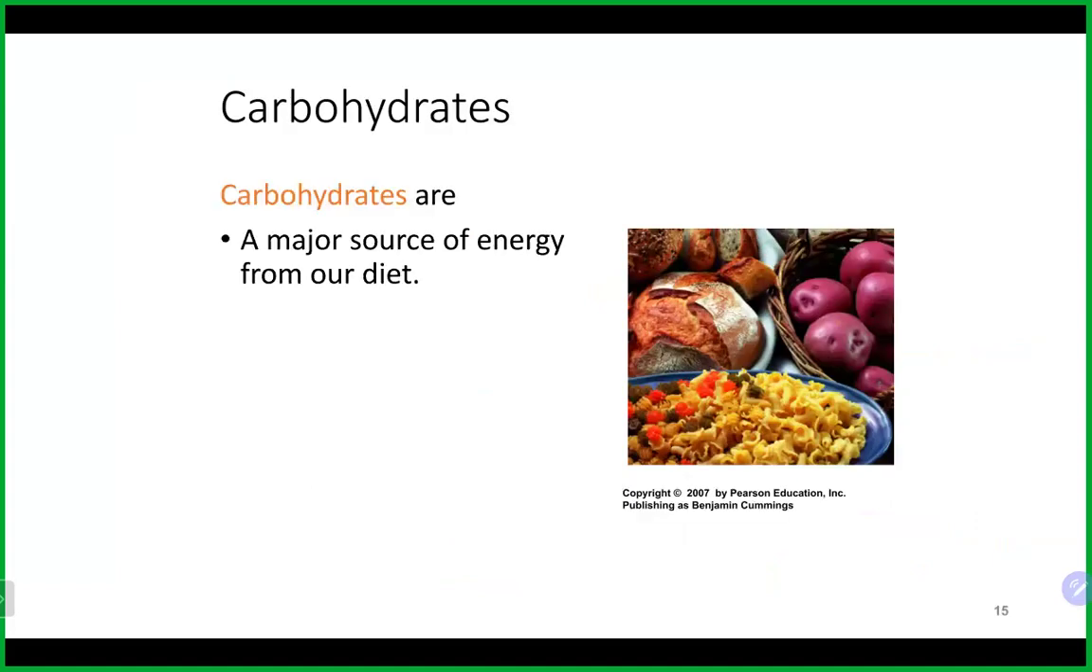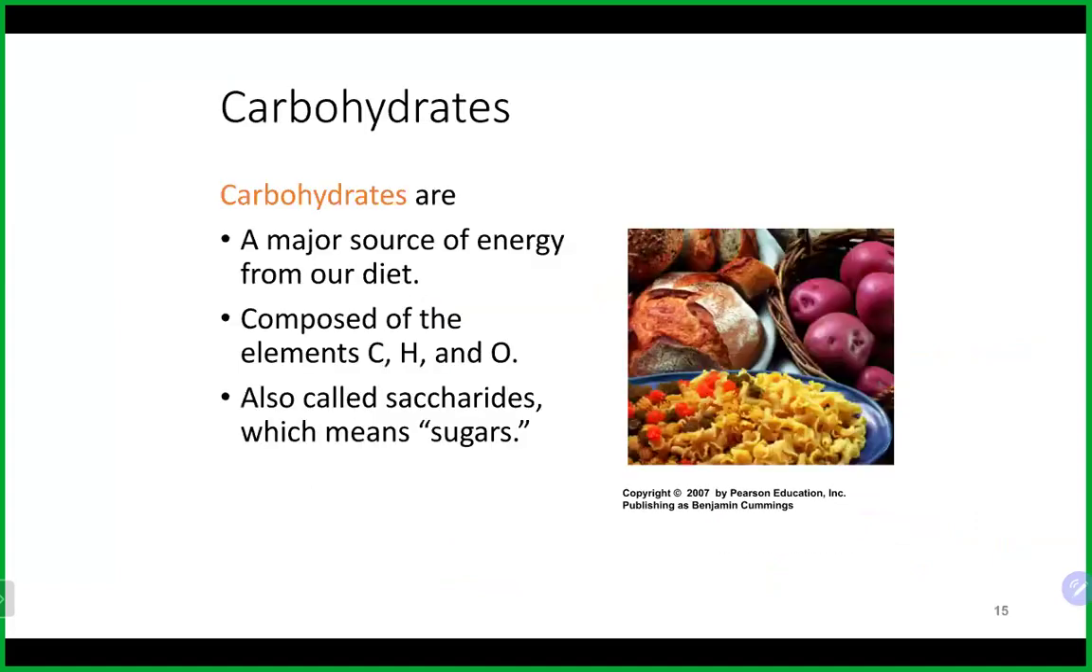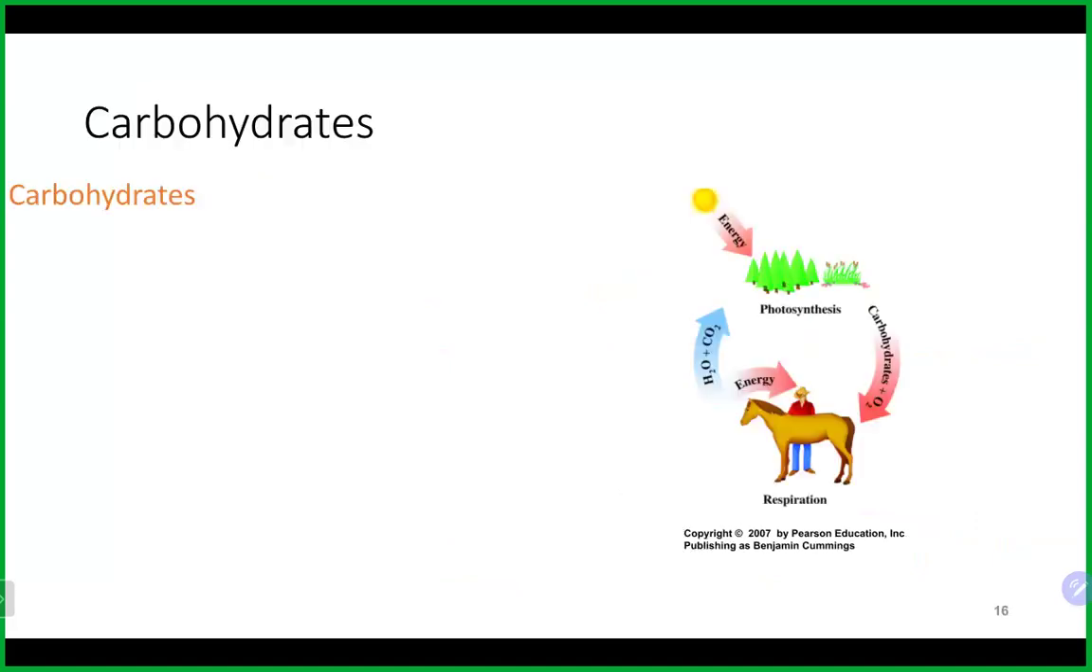All right, so let's talk a little bit about carbohydrates. Carbohydrates are a major source of energy from our diets. They are composed of carbons, hydrogens, and oxygens. They're called saccharides, which are sugars. And we'll talk about some different types of sugars as we go through it.